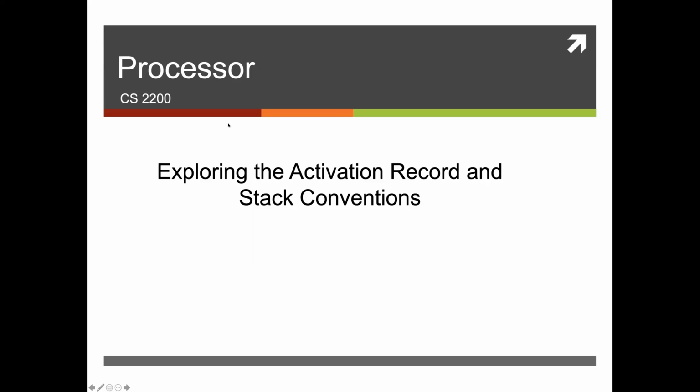In this lesson, we're going to focus our attention on exploring the activation record and stack conventions as it relates to our instruction set architecture.